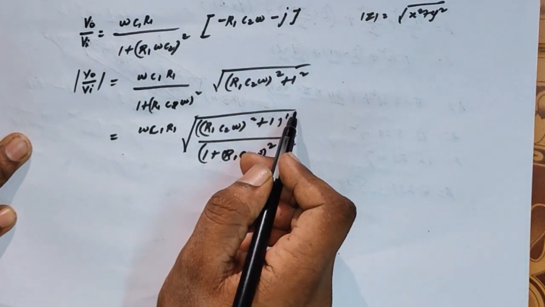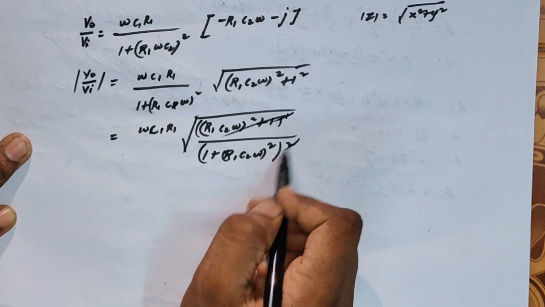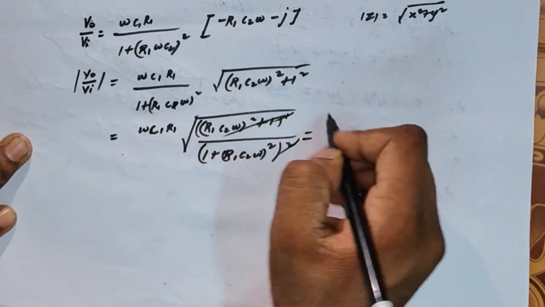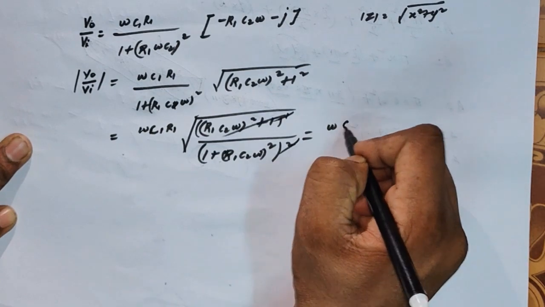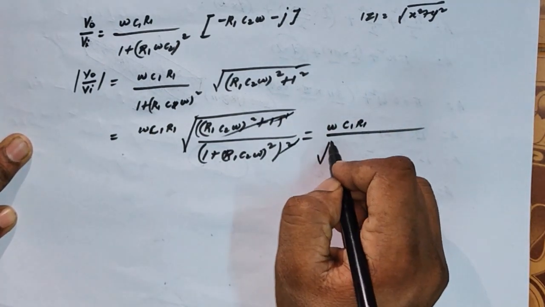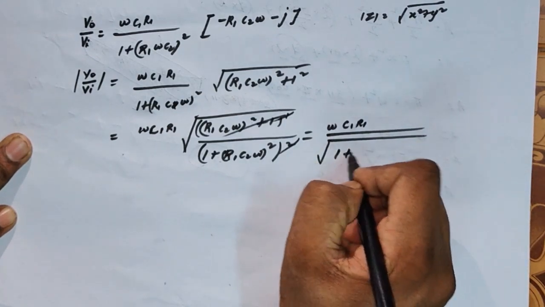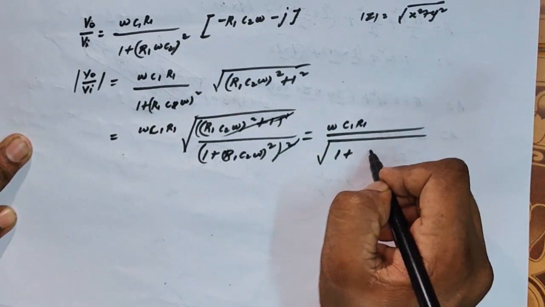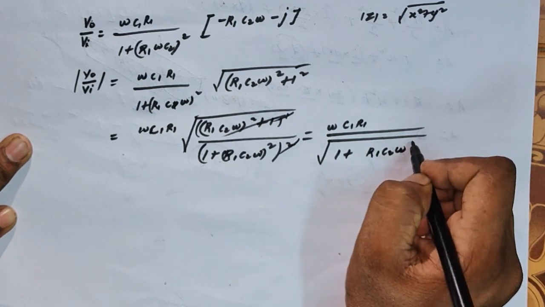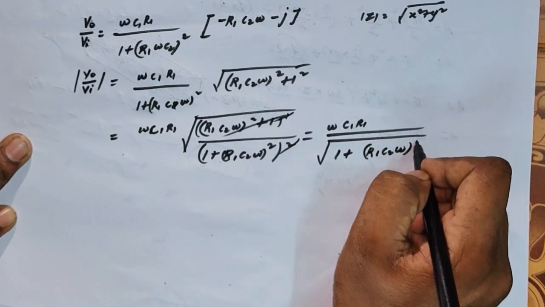You can cancel the 1 for 1, so finally the expression is omega C1 R1 divided by the square root of 1 plus (R1 C2 omega) whole square.